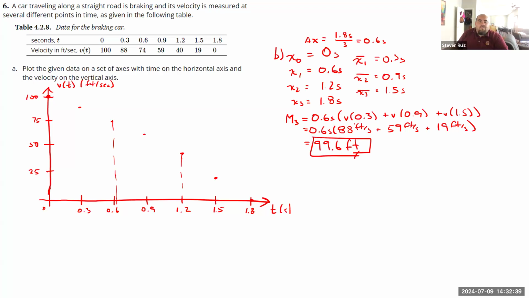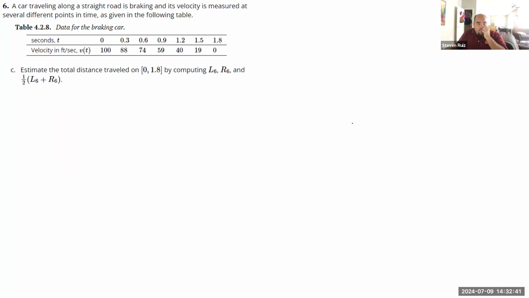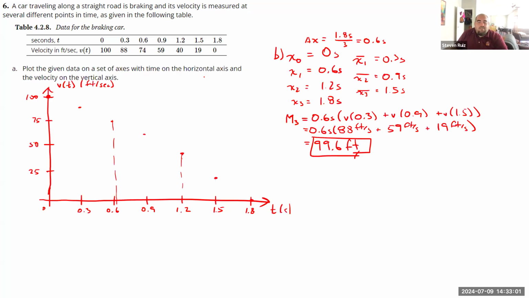All right, part C. Calculate the total distance traveled by computing L6, R6, and what does this mean? So let's compute L6 and R6 first. I'm still looking at 3 intervals. Oh, L6 and R6. Now I'm using 6 intervals. So let's go back here. I'll develop one of these in great detail, and I might leave the other one for you. But basically, we want to do this over 6 intervals.